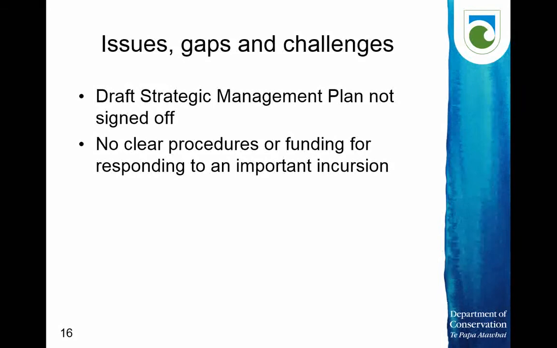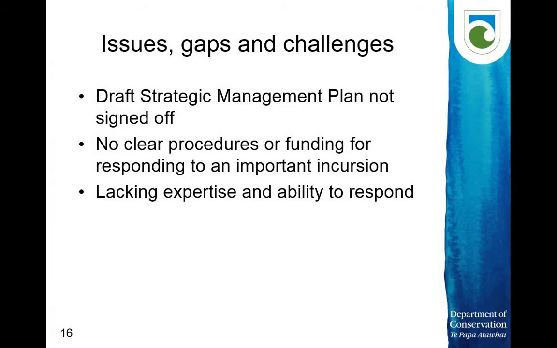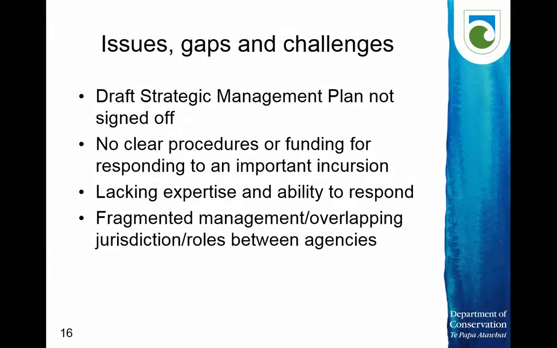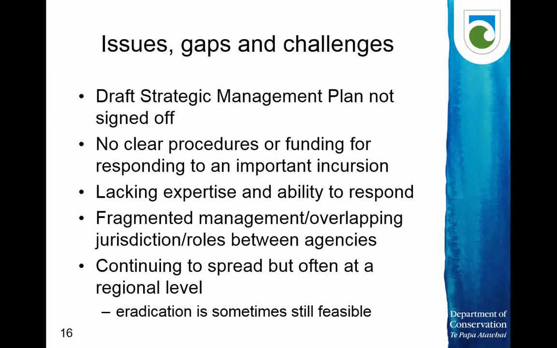We've got no clear procedures or funding for responding to important incursions. So if we have an incursion, because we don't have a plan, people aren't sure what they should do, and then we've got no money to back that up. Sometimes we're lacking expertise and ability to respond. There is fragmented management and overlapping jurisdiction between agencies that sometimes can be conflicting. And fish are continuing to spread, but often only at a regional level.